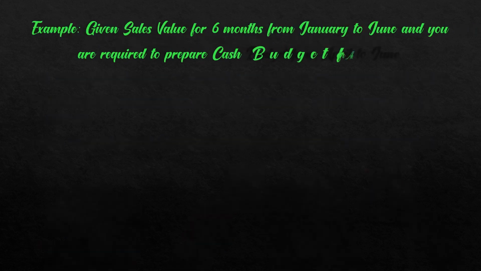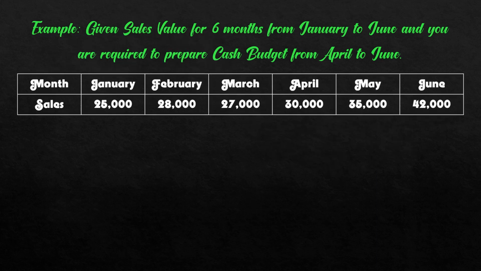Example: given sales values for 6 months from January to June. To explain this condition, I'm going to take an example. In the example, we have sales values for 6 months from January to June and you are required to prepare a cash budget from April to June. So we have to prepare the cash budget from April to June, whereas we have information available from January to June. Sales values: January 25,000, February 28,000, March 27,000, April 30,000, May 35,000 and June 42,000.